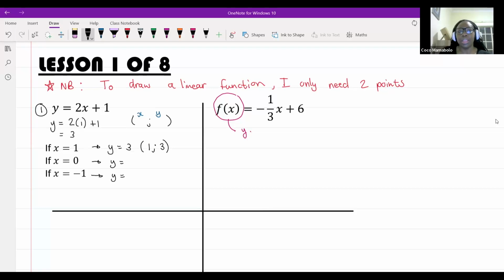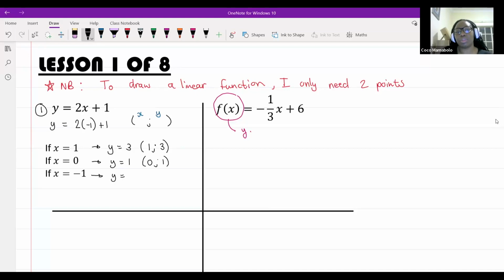Then we're going to do the next one. If x is equal to 0, then y would equal 2 times 0 plus 1. So 2 times 0 is 0, plus 1 is 1. So when x is 0, y is 1. Then we're going to do when x is equal to negative 1. Again, we're just going to replace it. If x is equal to negative 1, we get 2 times negative 1 plus 1.